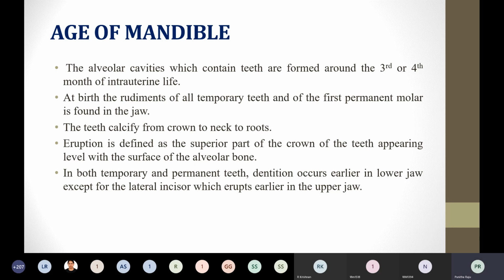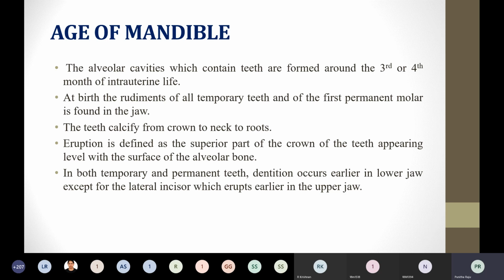So that is the definition of eruption of the teeth. I think now it is very clear. Whenever the crown of the tooth appears level with the surface of the alveolar bone, you call it eruption. The next point: in both temporary and permanent teeth, eruption occurs earlier in the lower jaw. This is very important. Normally the teeth appear first in the lower jaw and later in the upper jaw, except for the lateral incisor, which erupts earlier in the upper jaw when compared to the lower. All other teeth erupt first in the lower jaw and later in the upper jaw.